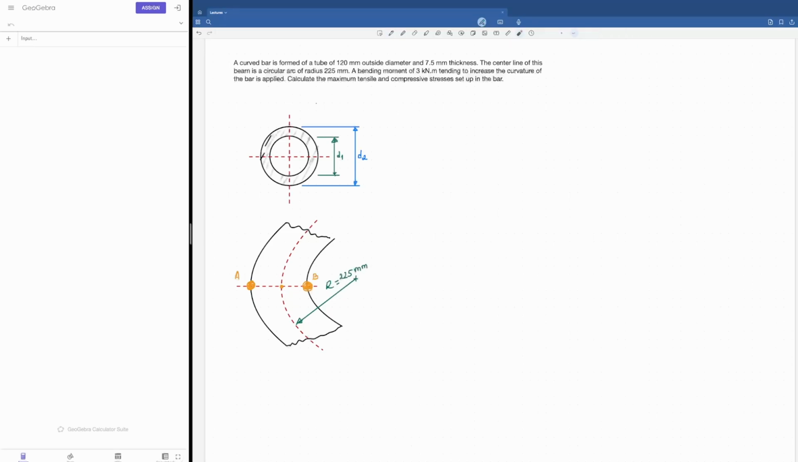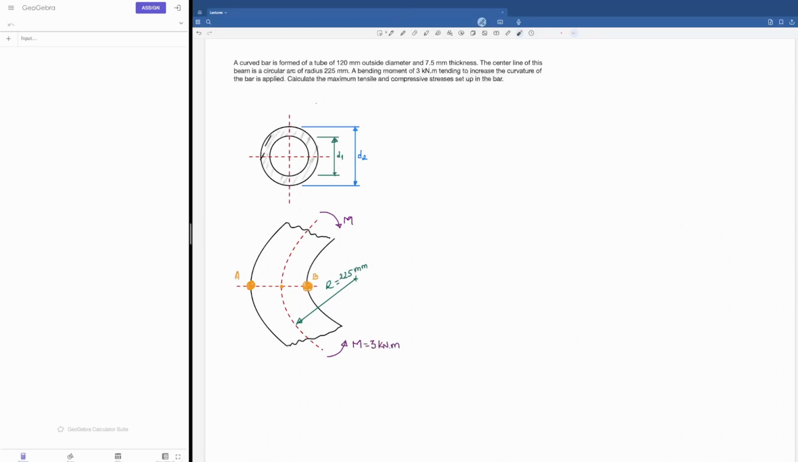Then it says a bending moment of 3 kilonewton meters, and I'm going to write it down here. It says tending to increase the curvature. So if it's tending to increase the curvature, I'm going to put it like this and like this. And this is equal to 3 kilonewton meters. It's applied, then calculate the maximum tensile and compressive stresses set up in the bar.